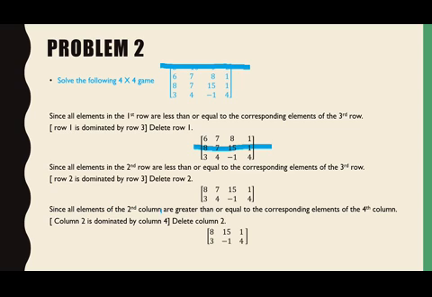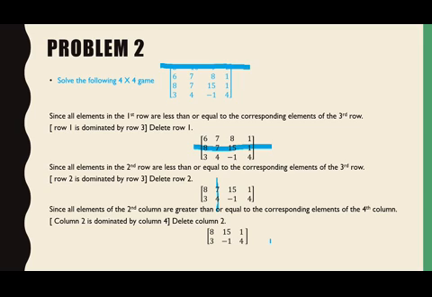Next, compare the second column and fourth column. 7 greater than 1, 4 greater than or equal to 4. So this is dominated. So I can straight away delete column number 2. So I am left with 8, 15, 1; 3, minus 1, 4. Okay.